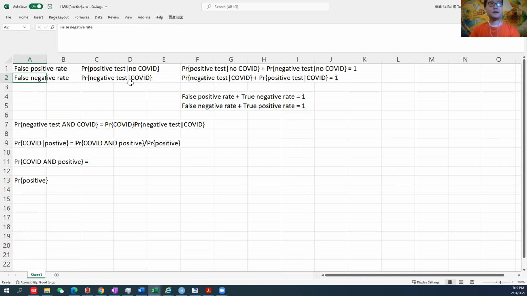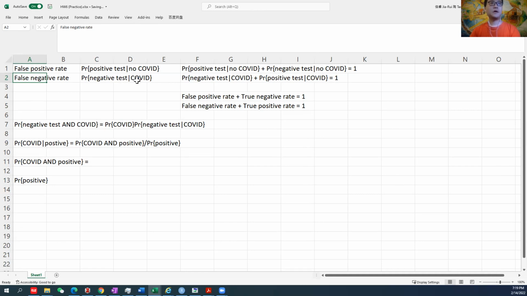Behind this vertical bar is what's being conditioned. Being conditioned means that behind this bar, it's a known event. So people with COVID infection is already a certain event, and we only assess the probability among these people. Those who actually do not have COVID no longer matter.